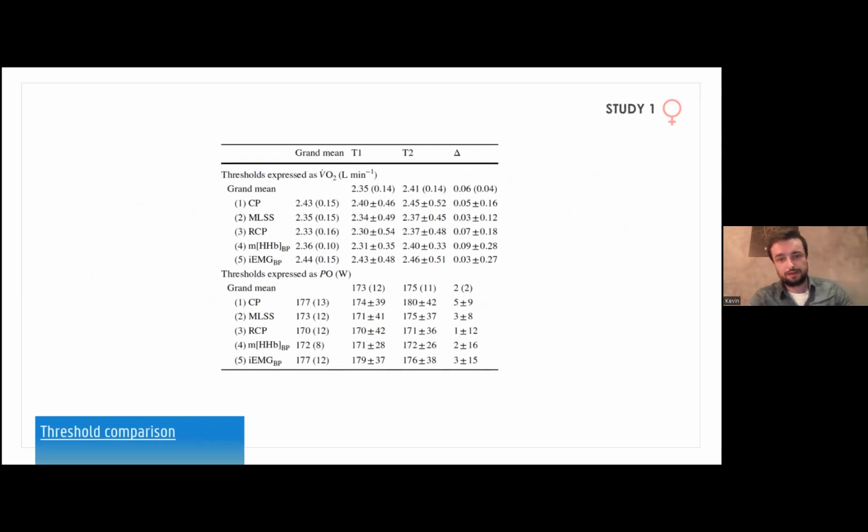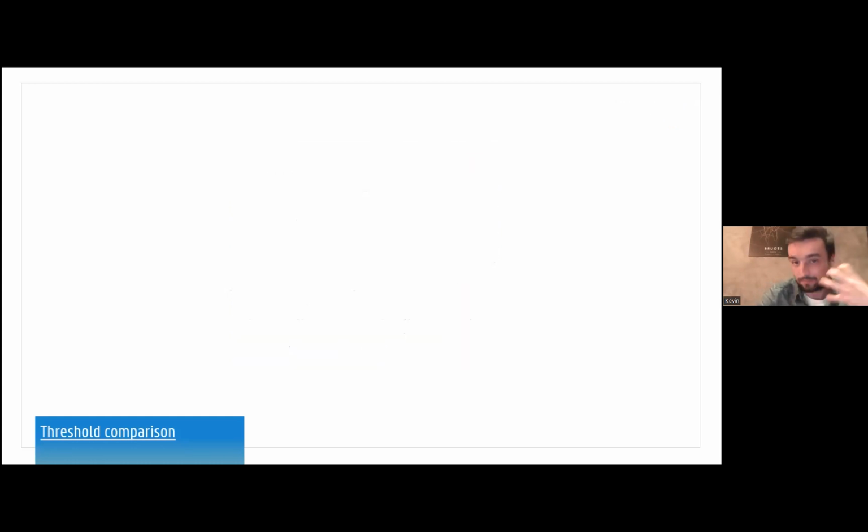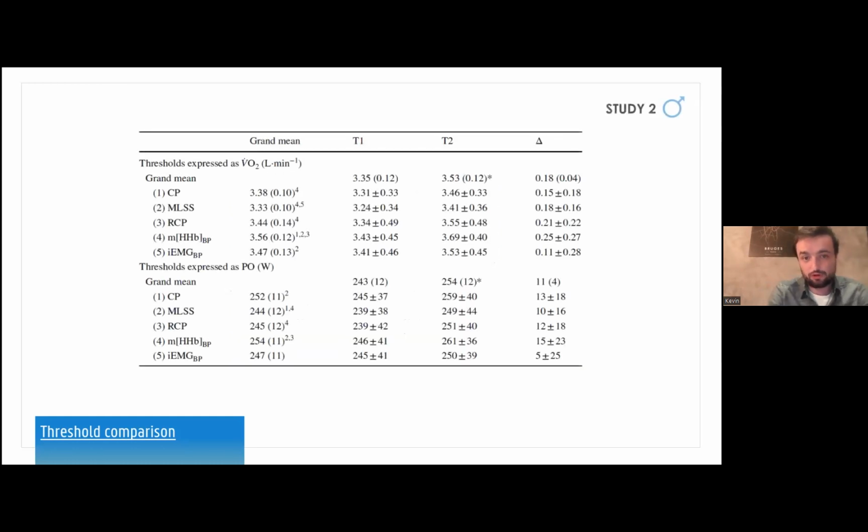If we look at the first group, you cannot see asterisks, so we did not find any significant differences, either if we express thresholds as their oxygen uptake, or as their associated power outputs. In the female group, we did not find significant differences between the thresholds. If we look at the second group, the magnitude of the difference between the thresholds was a bit higher, and statistically we can see some differences. And the question here is how physiologically relevant are these differences, but okay, it's statistically different.